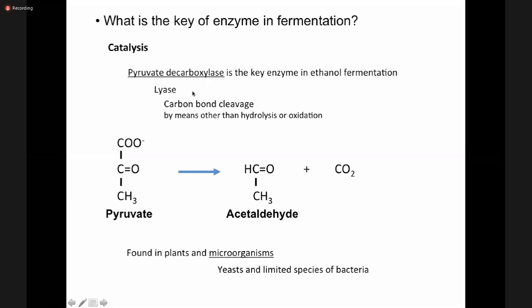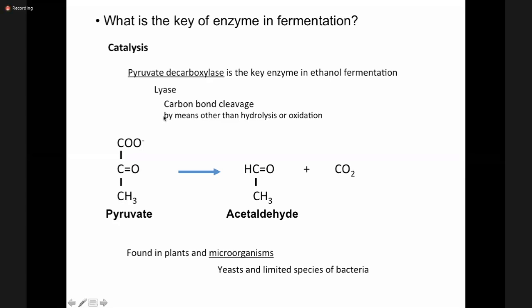Sometimes these lyases catalyze the opposite, reverse direction. I mean, making a carbon bond. Maybe this reaction cannot do a reverse reaction. I mean, carbon dioxide and acetaldehyde do not produce pyruvate, but sometimes this group of lyase enzymes catalyze carbon bond synthesis, making a carbon-carbon bond.